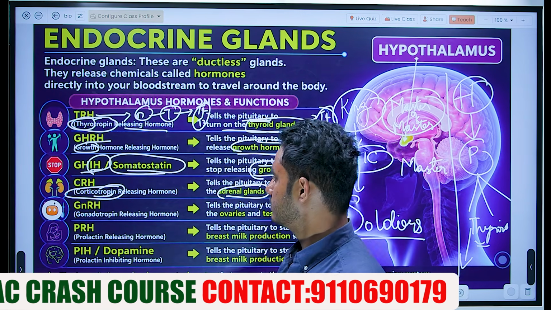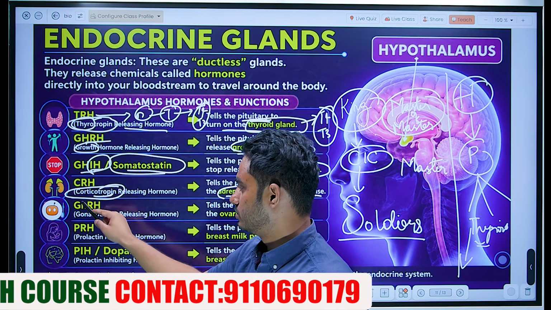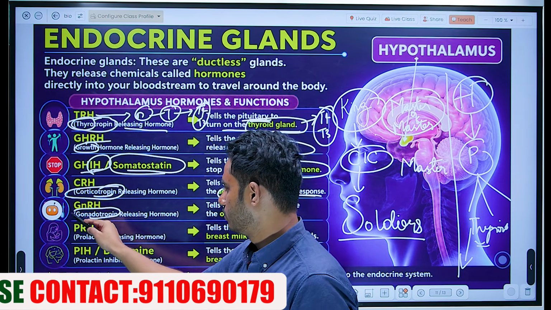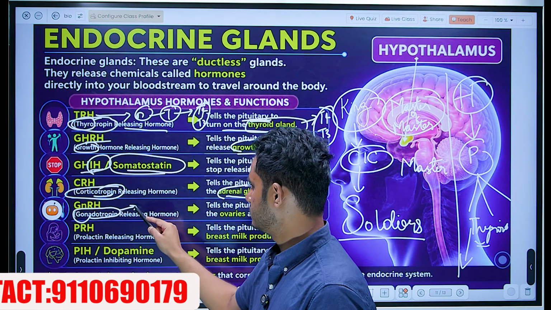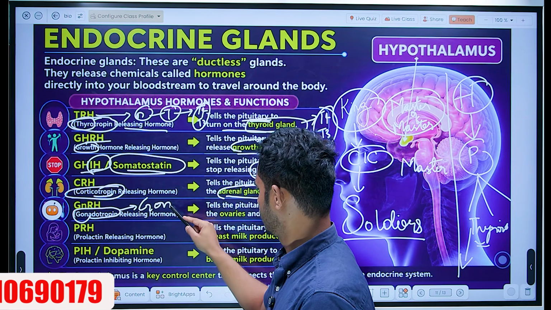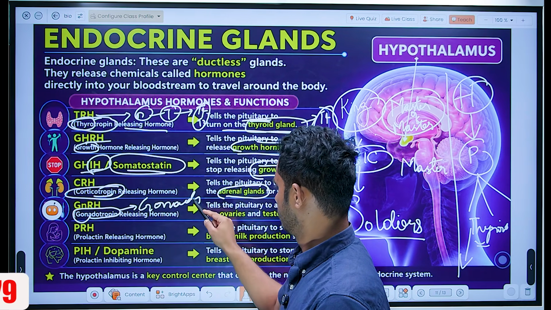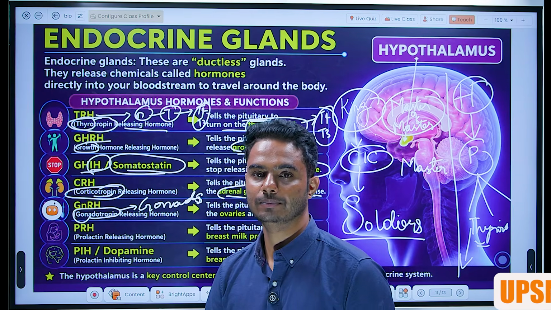Easy. Next is GN. G means growth. GN means gonadotropin. Gonads means something like gametes.